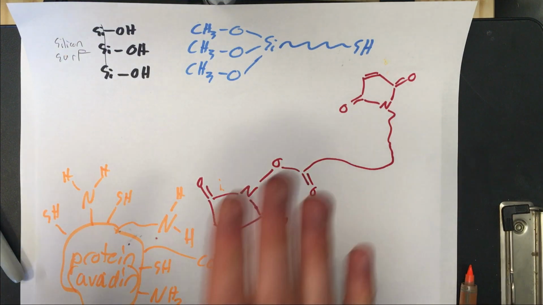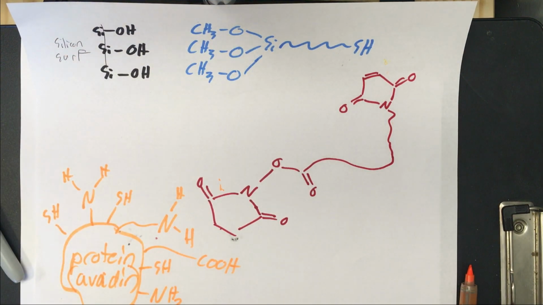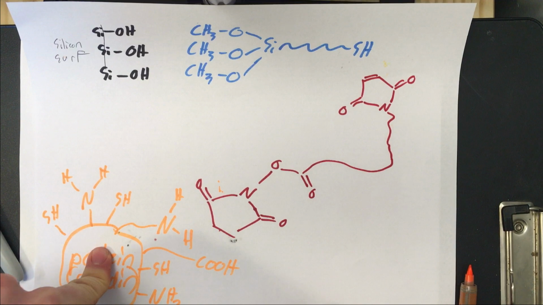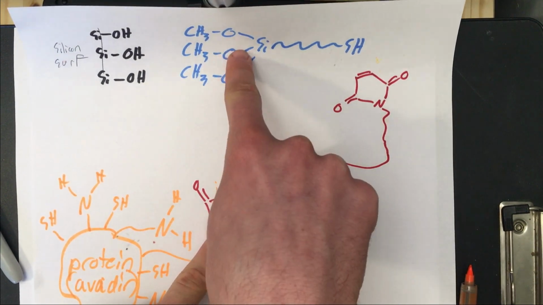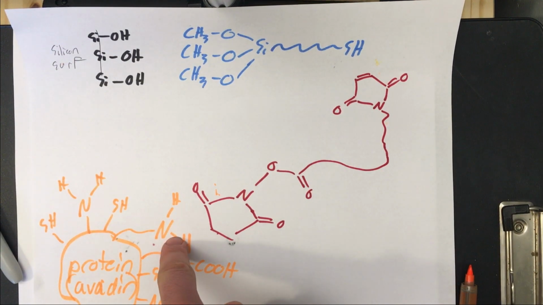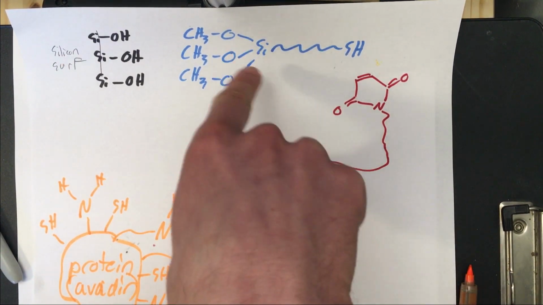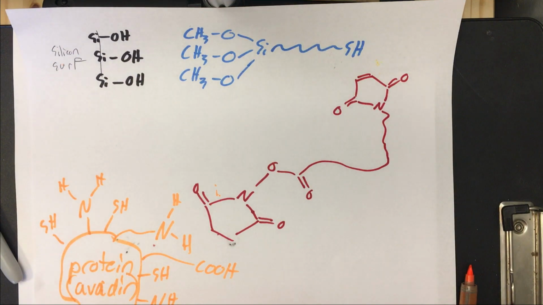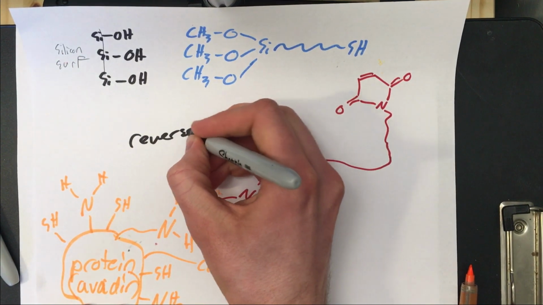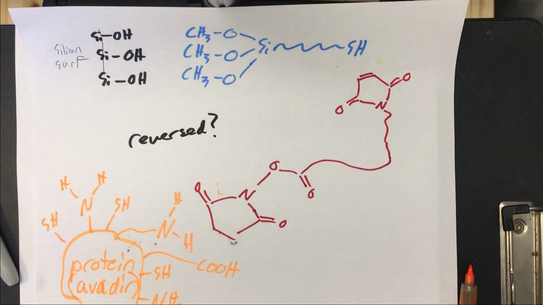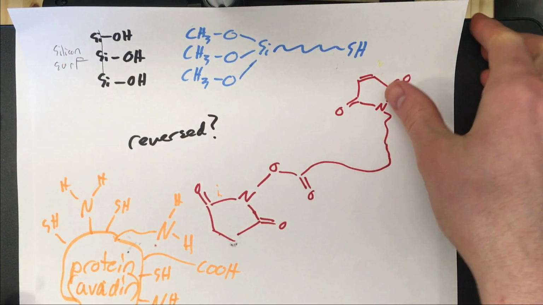Just think for a moment, pause the video, and think for yourself, what would happen if instead I took the protein, tried to attach this molecule to the protein, then tried to attach this molecule to the modified protein, and then tried to put that whole thing on the surface. What would happen if I tried to reverse the order of these steps? So take a moment, pause the video, and consider.